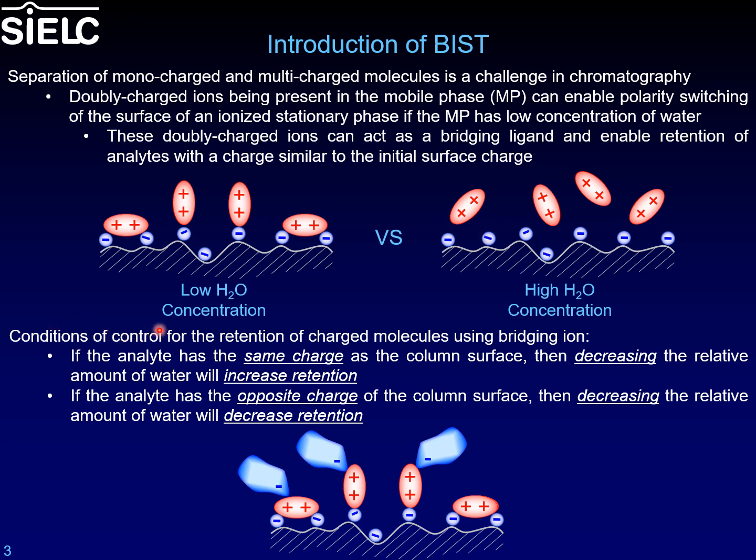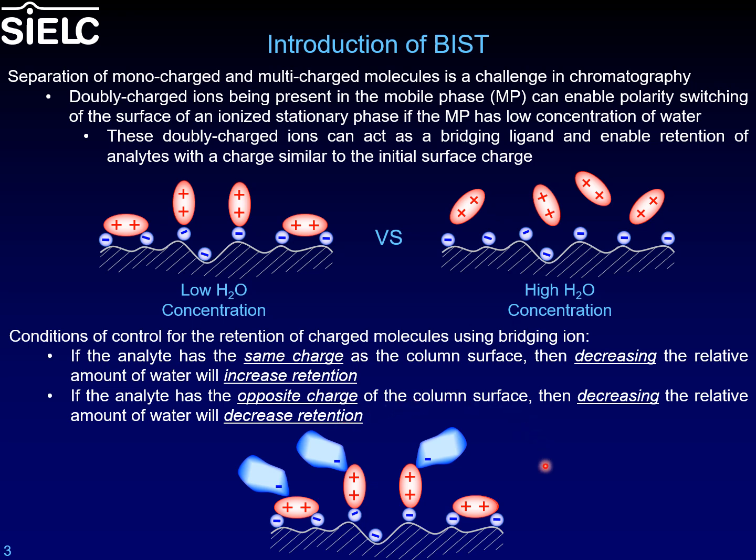There are conditions of control for the retention of multi-charged molecules when using bridging ions such as these. 1. If the analyte has the same charge as the column surface, then decreasing the relative amount of water will increase the retention of said analyte on the column. 2. If the analyte has the opposing charge of the column surface, then decreasing the relative amount of water will decrease retention, leading to less retention on the column and quicker elution.